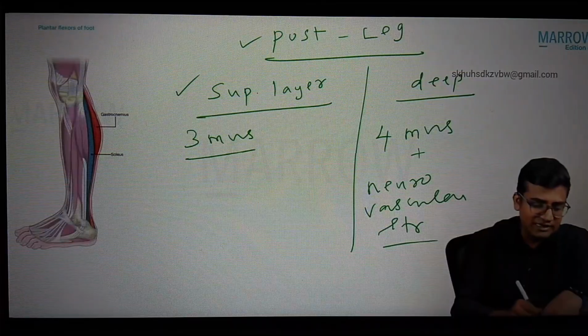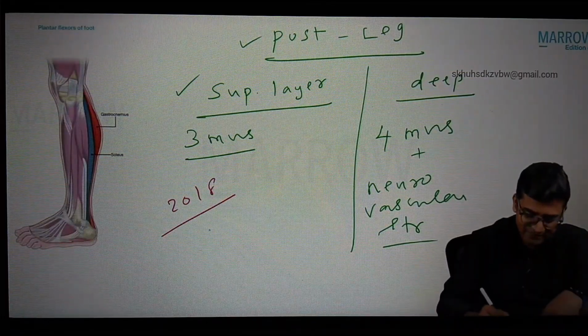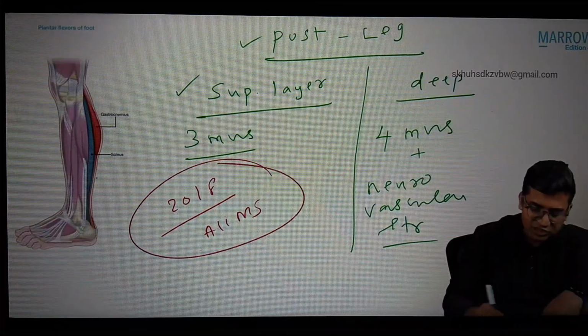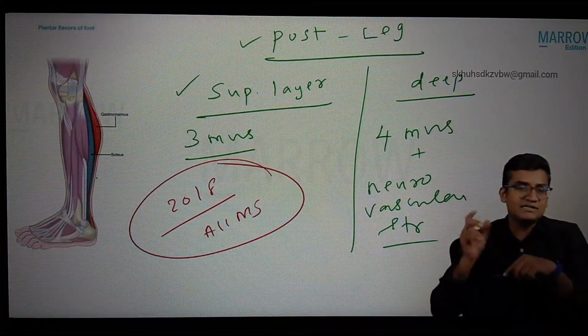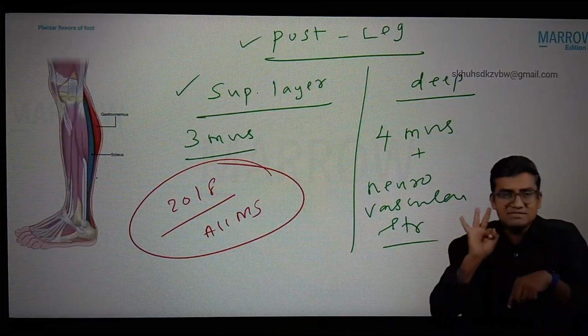That is a question we got in the 2018 AIIMS exam. The neurovascular structures are absent in, not present in, the superficial posterior compartment of the leg. We have only three muscles.